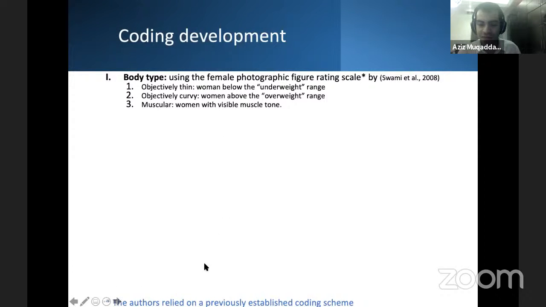So here the authors relied on a previously established coding scheme. Hence, it is a deductive approach. Remember when we said inductive, deductive? So in deductive approach, you use something that has been done. There is a framework, and you use that framework to apply to your own case study, in this case.